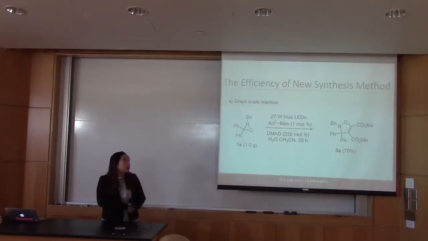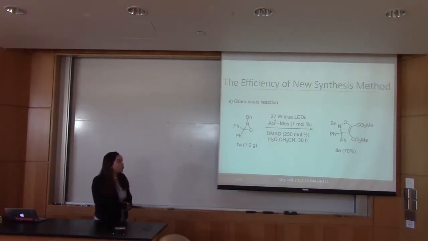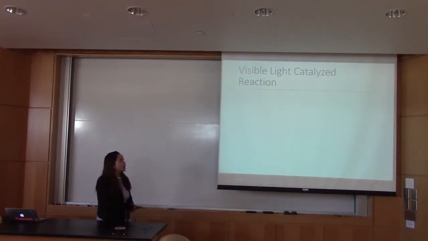They do the gram scale reactions. The gram scale reaction means they put a large amount of the substrate and do the reaction. They put 1.0 grams of the substrate, and then they give a 70% yield of the product. So this is not a very low yield, and it is a very good yield. So industries and factories can consider using this synthesis method to get a large amount of the product with the isoxazole structures. And in summary, there are 3 characteristics of the visible light catalyzed reactions.